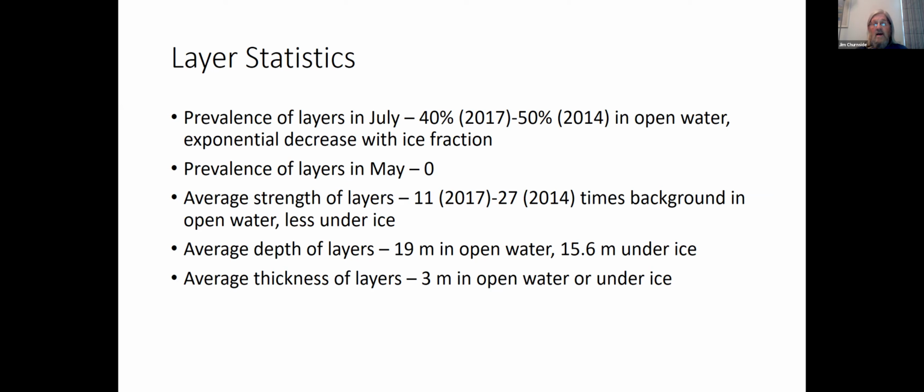The average strength of the layers in open water was 11 to 27 times the background scattering level. It's just a convenient way to measure the strength of a subsurface plankton layer. We can also, of course, apply our calibration coefficient and get the absolute chlorophyll concentrations.